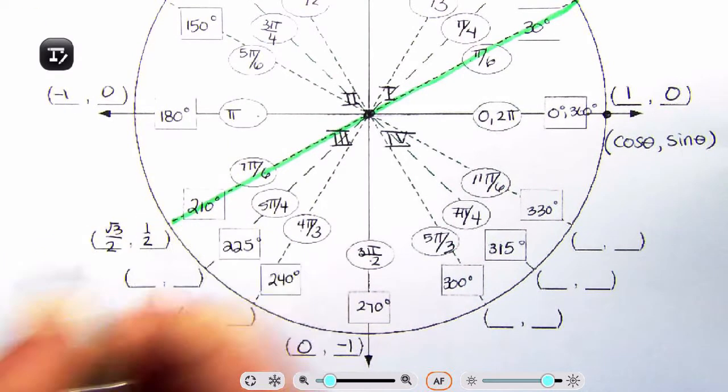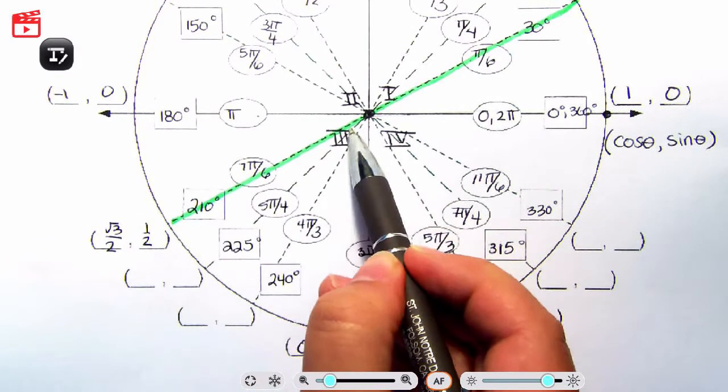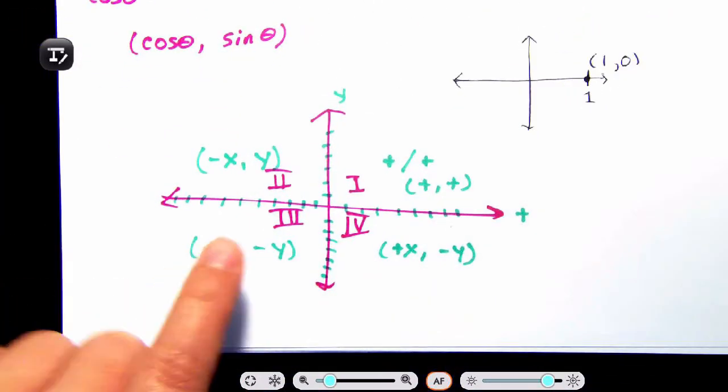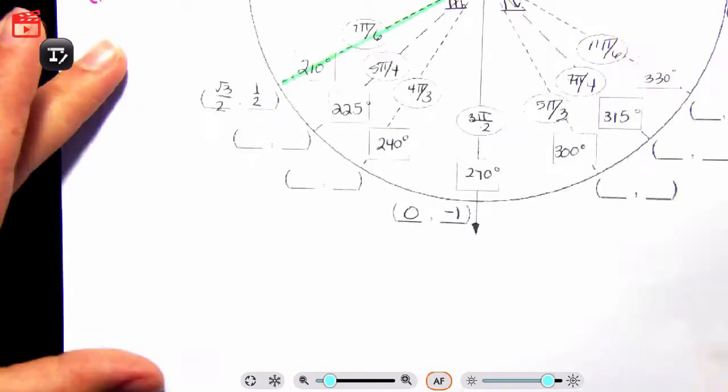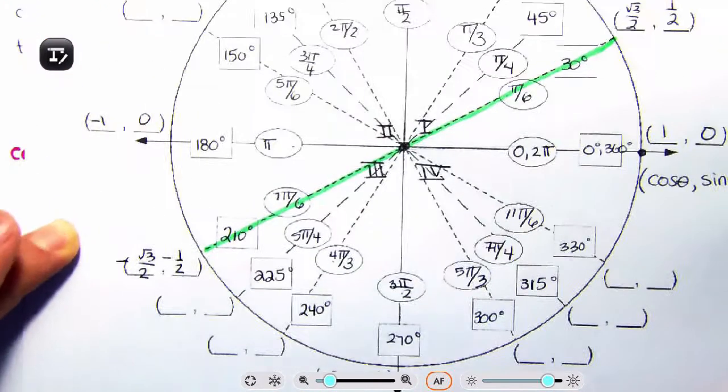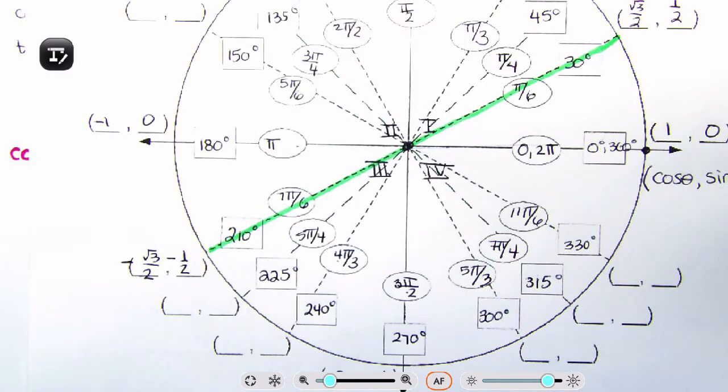However, you have to pay attention. This is now in quadrant 3. In quadrant 3, what do we have? Quadrant 3 means we have both negatives. So I'm going to put a negative here, and I'm going to put a negative here. And you're going to just keep redoing it over and over.